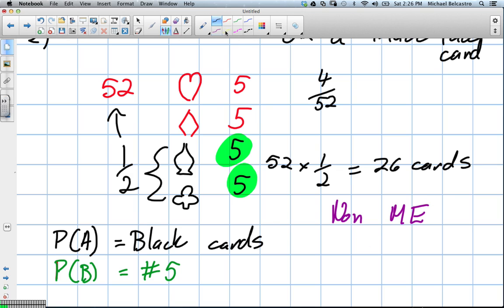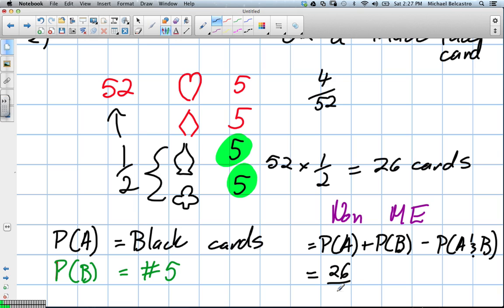Because they're non-mutually exclusive, the formula is usually written like this, where we take probability of A plus probability of B, and we have to subtract the probability of A and B. Okay? So probability of A, black cards, is 26 out of 52. You can reduce that fraction to 1 out of 2, right? Plus probability of event B, which is 4 out of 52. I just wanted to keep the denominators the same.